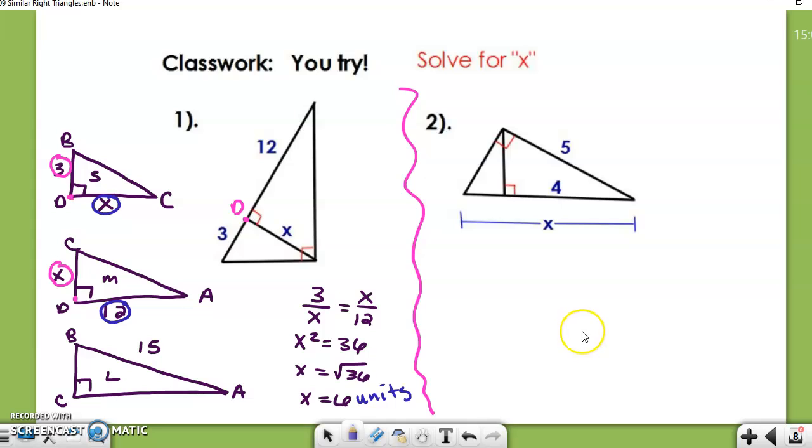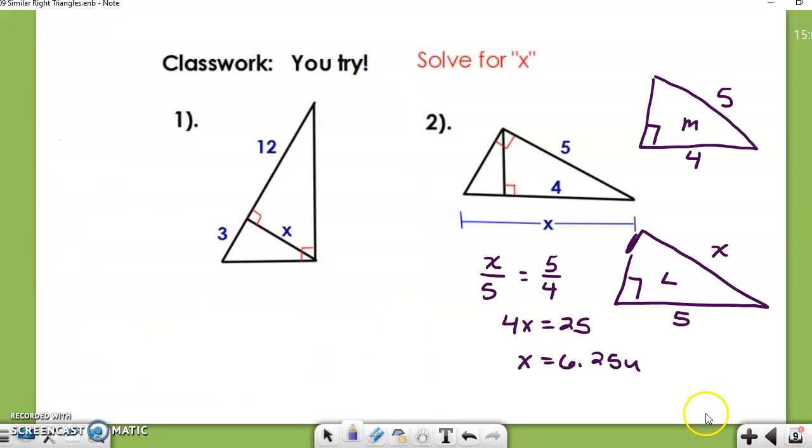Pause the video. I want you to try number 2. Try drawing your 3 different triangles and see how you do. Did you find out that it was the medium one and the large one that you would use?